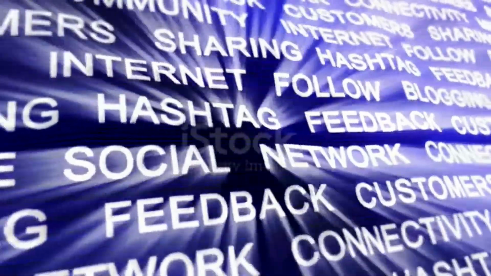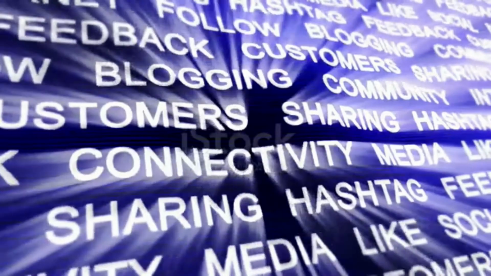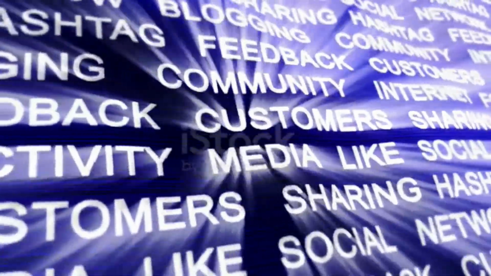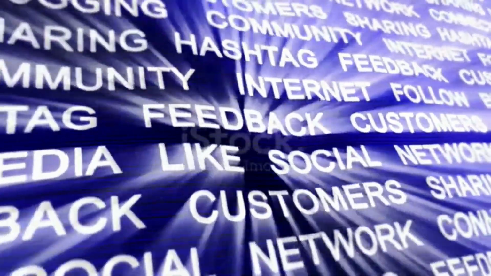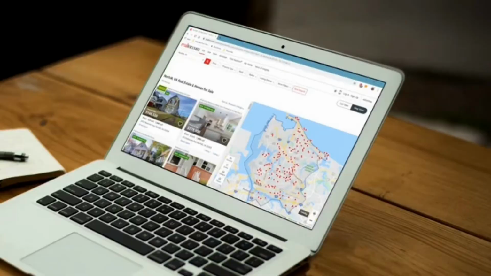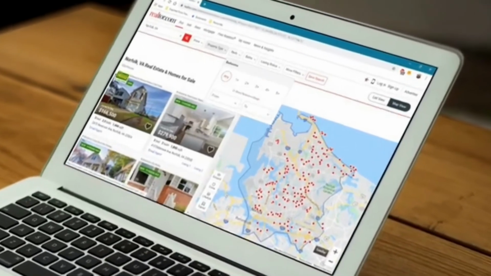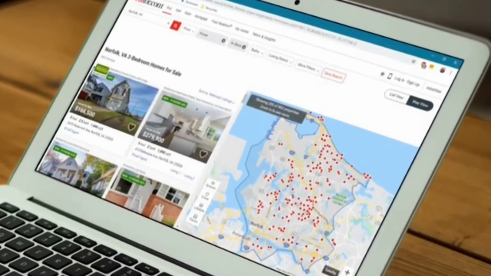Number 1, private key. This key is available on the web server, which is managed by the owner of a website. It decrypts the information which is encrypted by the public key. Number 2, public key. This key is available to everyone. It converts the data into an encrypted form.